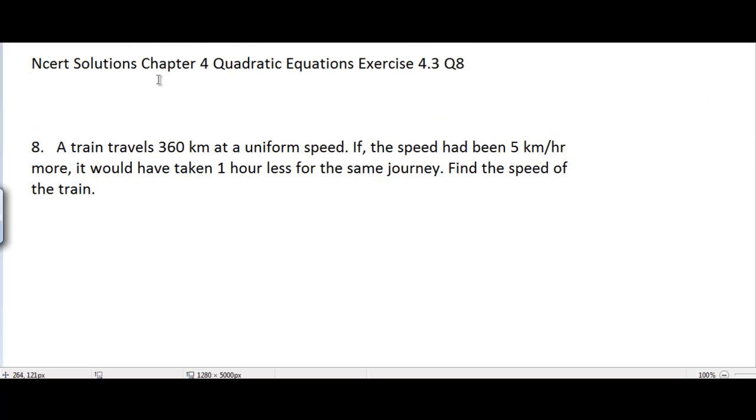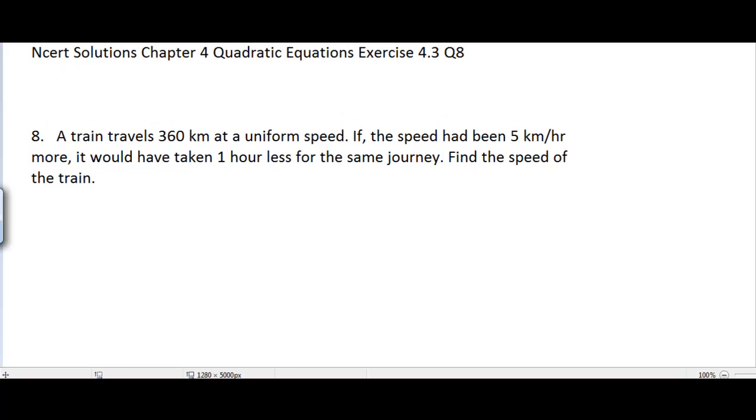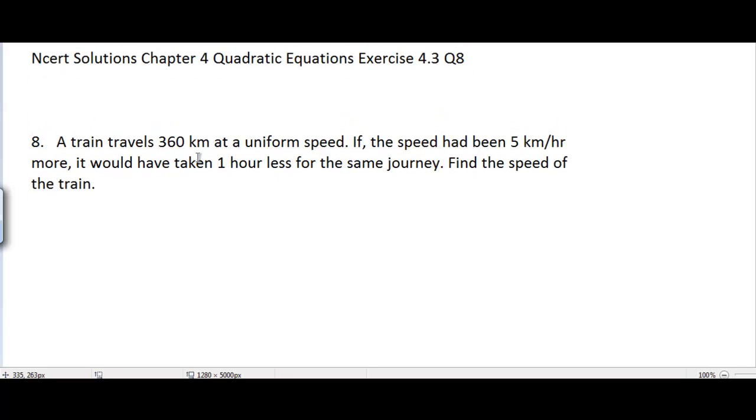NCERT Solutions, Chapter 4, Quadratic Equations, Exercise 4.3, Question number 8. The problem is: a train travels 360 km at a uniform speed. If the speed had been 5 km per hour more, it would have taken 1 hour less for the same journey. Find the speed of the train. So we can start this.